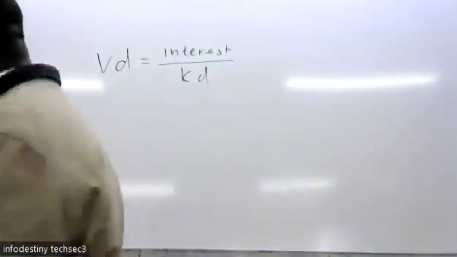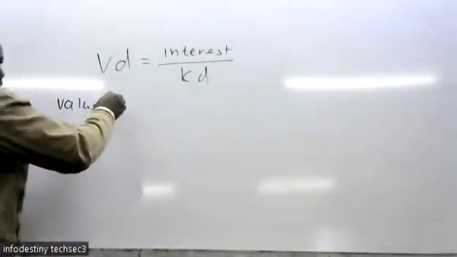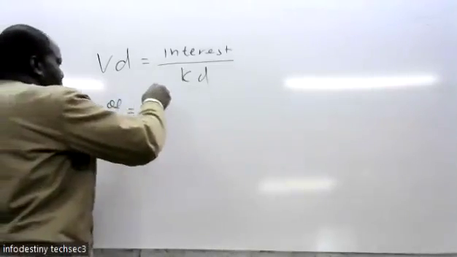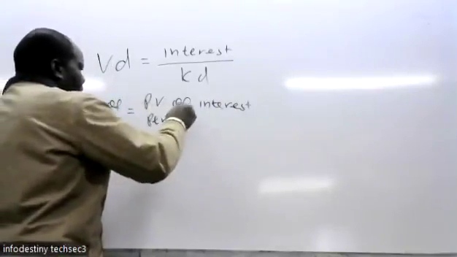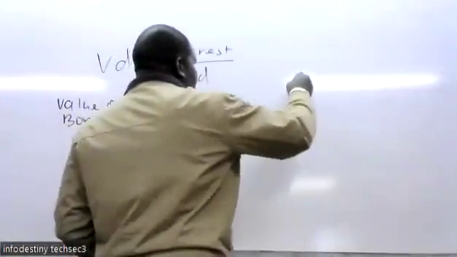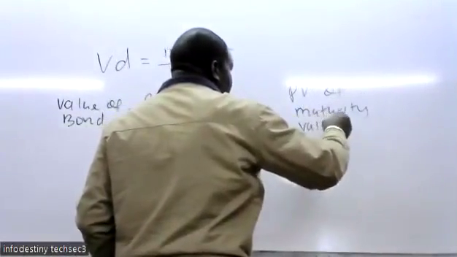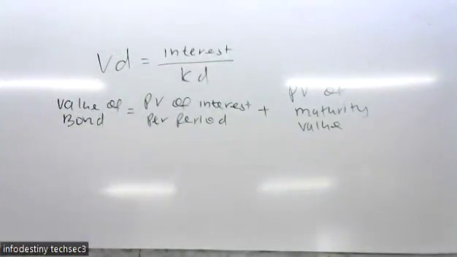So we get now the value of the bond. Value of the bond must be equal to present value of interest per period, also add present value of the maturity value.